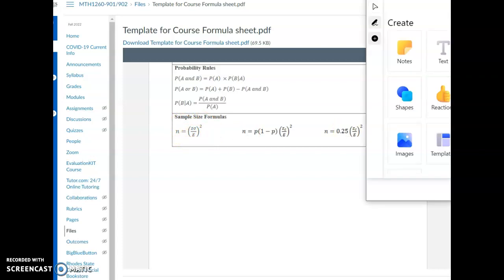So we are going to have n equals z sigma over e, that whole thing squared. And I know in some of the videos, the person who made the videos may write this a little bit differently. They may write it as z squared sigma squared over e squared. Same thing. I just think this is cleaner for me to write, but it doesn't matter. So we just need to fill in these pieces.